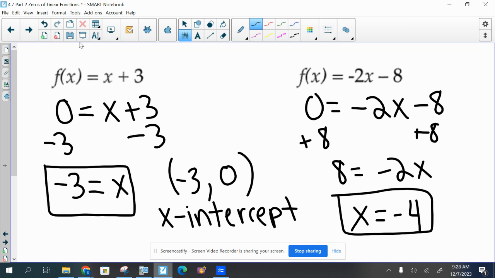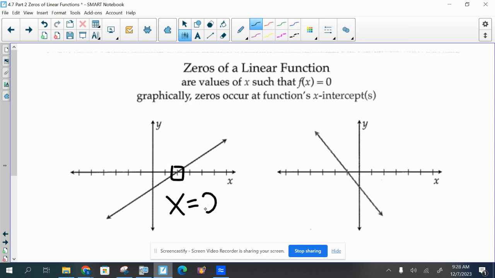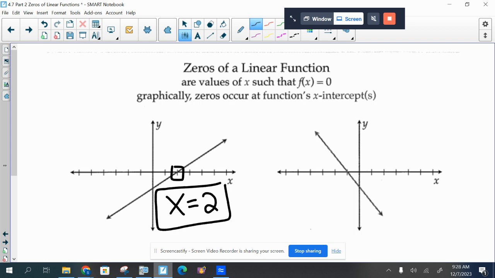And graphing, when you're looking at the graph, the solution, or the zero, is where it crosses the x-axis, or your x-intercept. So for the first graph, it would be right here at x equals 2. You stop touching the protractors, please. And what would the zero be on the next one? Reese? Negative 1. Yeah, negative 1.